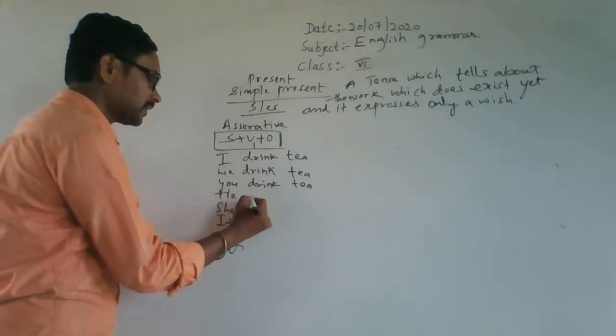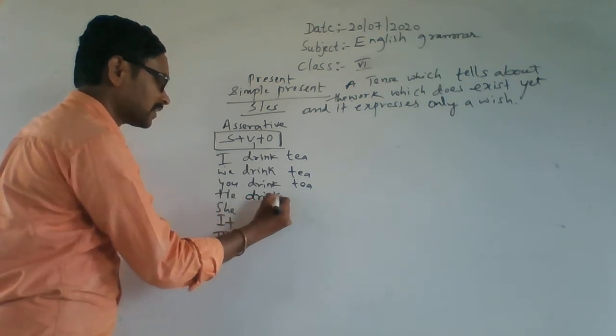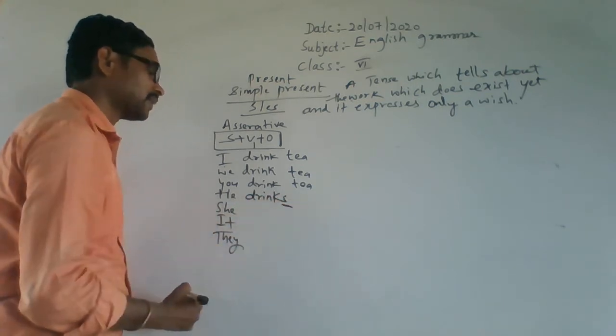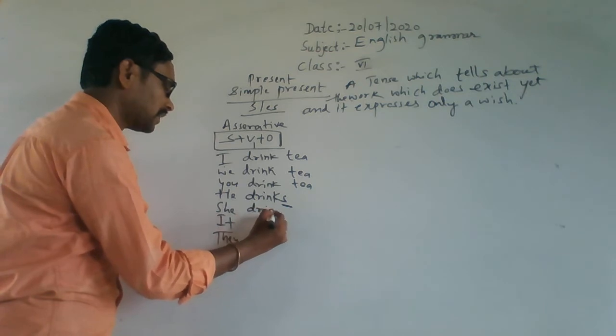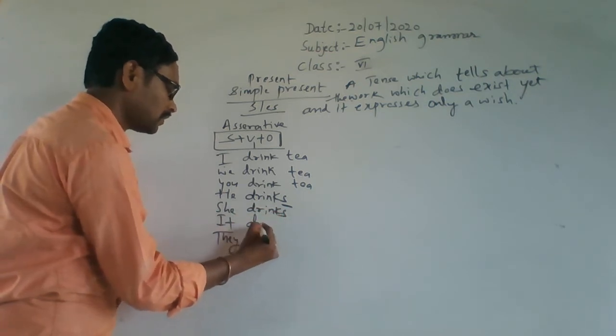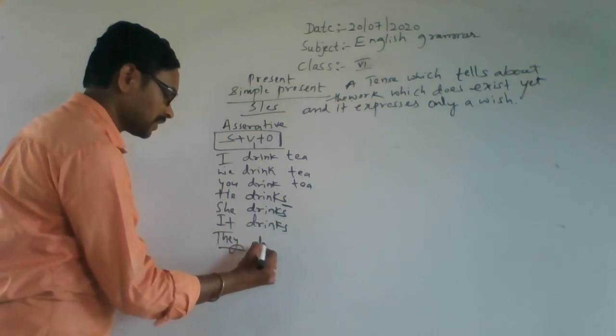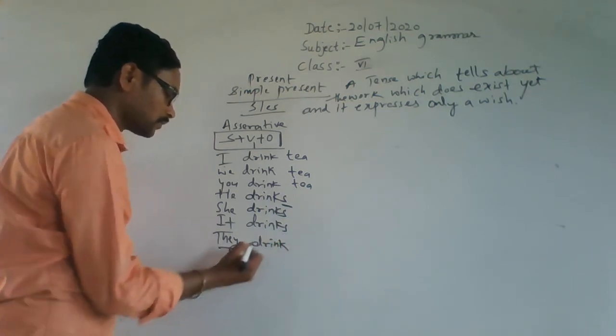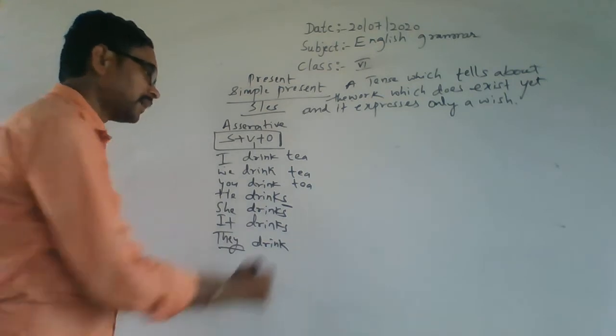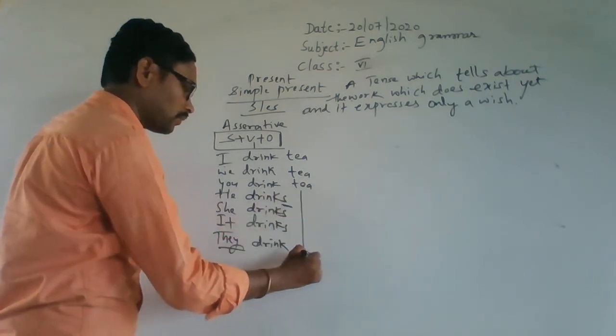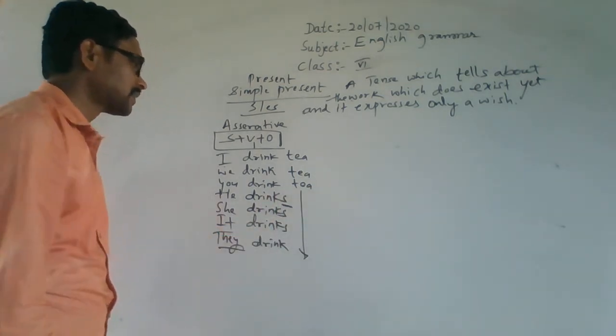It means drink changes as what here? Drinks. Here also drinks. But here don't write drinks, because it is a plural form, so you should write only drink. Then, as it is tea, no more changes. Is it understood?